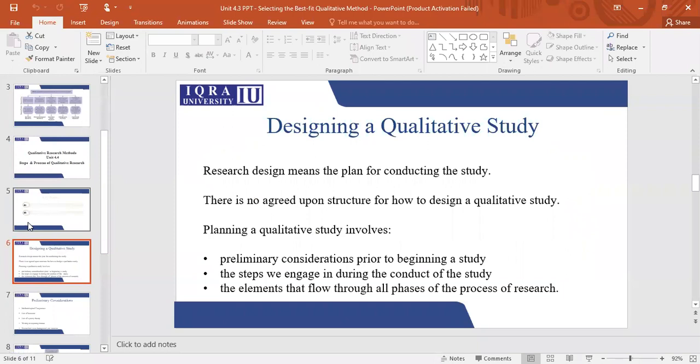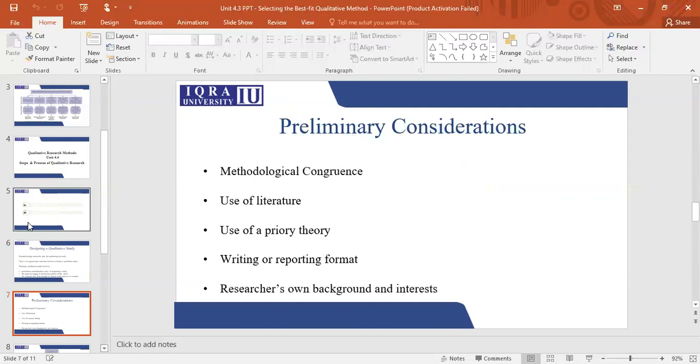So in this qualitative study, you will have a design. For example, you would know that, okay, this is my problem. I am investigating the experiences of different people. So now my research is phenomenological research. In this phenomenological research, I will have to see what steps I will take, what phases my research will go through.